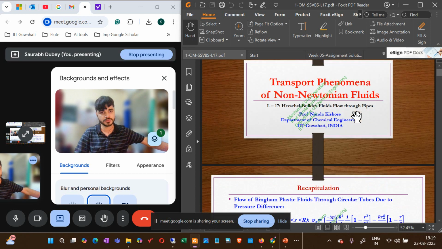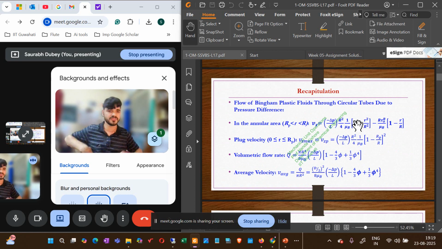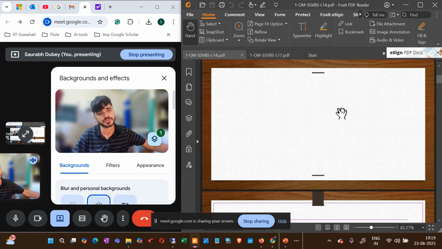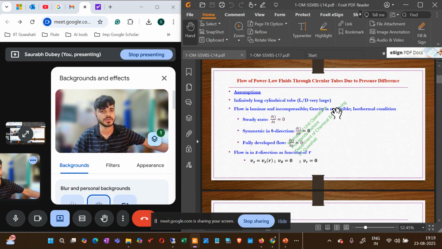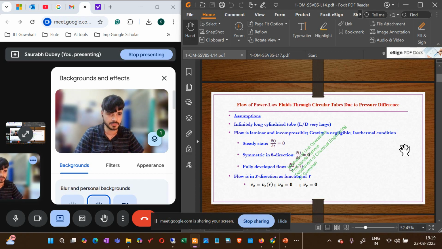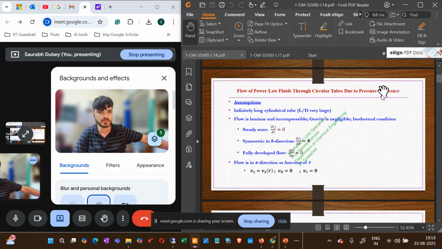So week one was around the recapitulation, starting with flow of a plastic fluid. So week one, let me open week one. This is the solution of the question that we will be solving here. So the first question, on the first slide of week 1, is this one: flow of the power law fluid through a circular tube due to pressure difference, right?